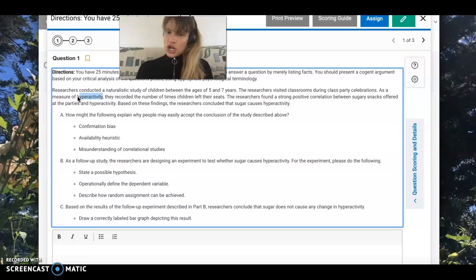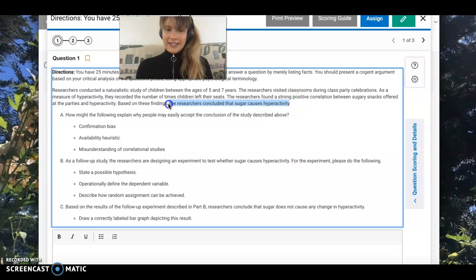The researchers found a strong positive correlation between sugary snacks offered at the parties and hyperactivity. So they found a strong positive relationship between sugary snacks and hyperactivity. So the more sugary snacks, cupcakes, cookies, candy that these children were eating, they noticed the more that they tended to get out of their seats. Based on these findings, the researchers concluded that sugar causes hyperactivity.